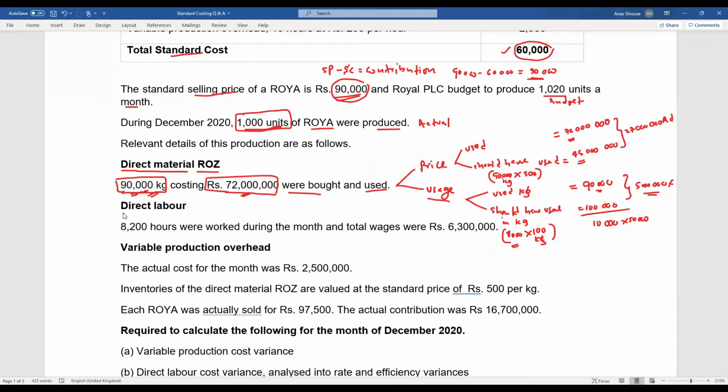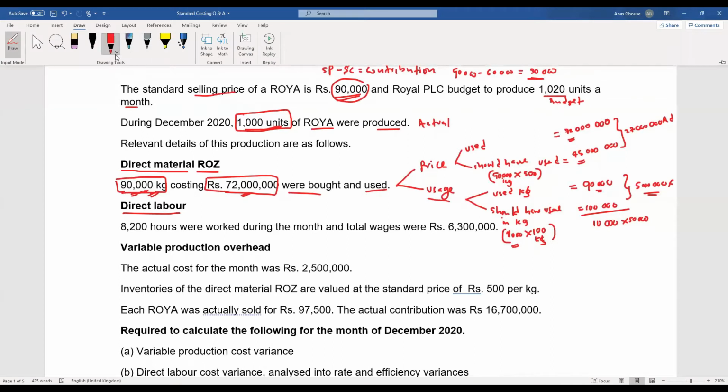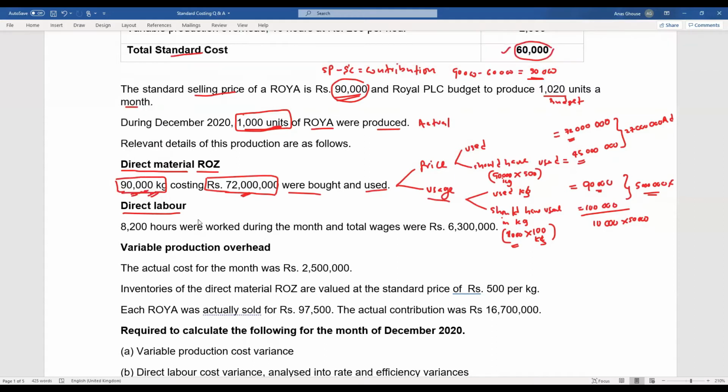Now let's move on to the other one, direct labor. 8,200 hours were worked during the month, and the total wages were 6.3 million. Even under direct labor, we need to calculate two types of variances: one is the rate variance and the other is the efficiency variance.